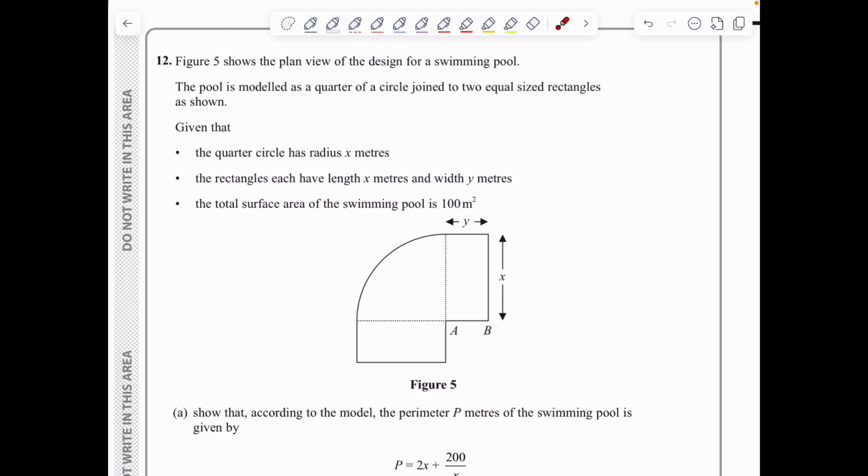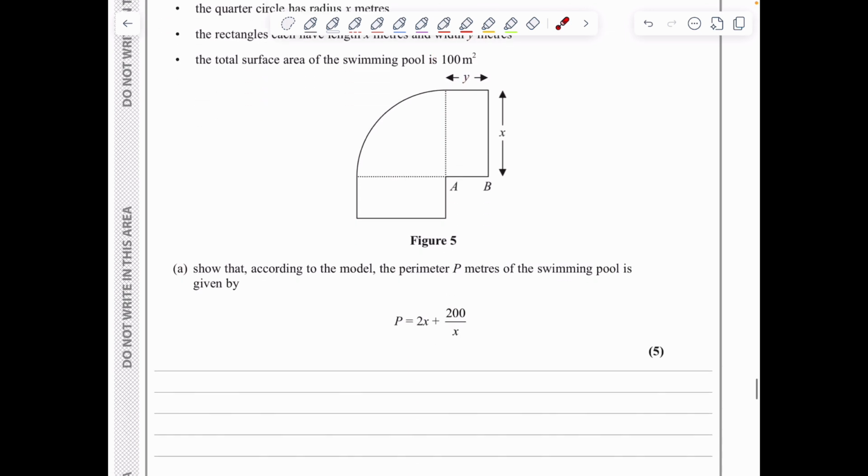In question 12, we're given the plan view for the design of a swimming pool. Now the pool is modeled as a quarter of a circle joined to two equal sized rectangles as shown here. Now we are told that the radius of the quarter circle is x meters, the rectangles measure x by y meters, and the total surface area of the swimming pool is 100 square meters.